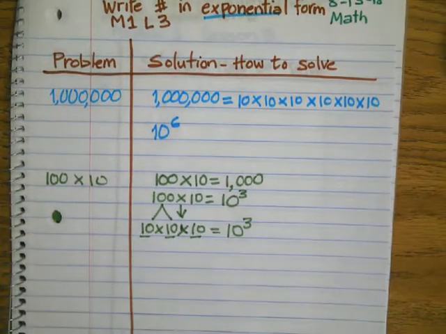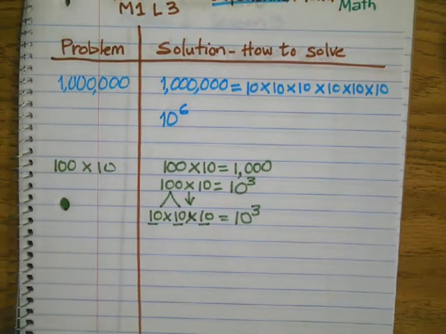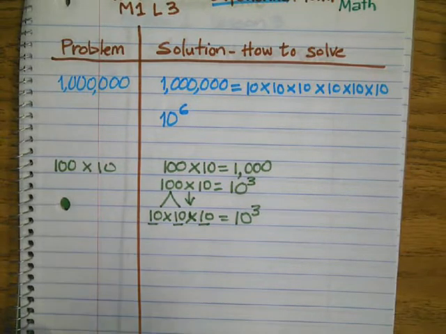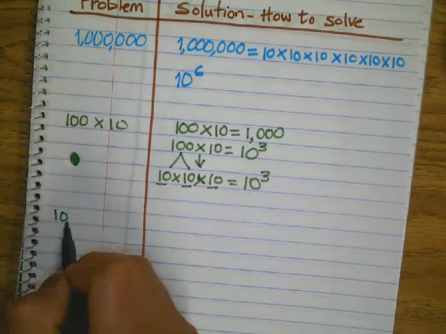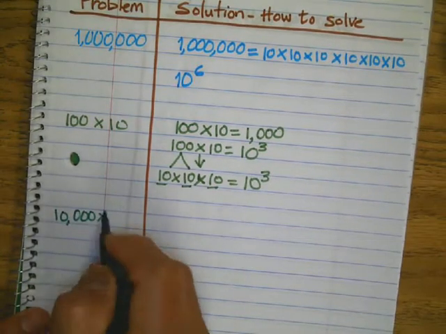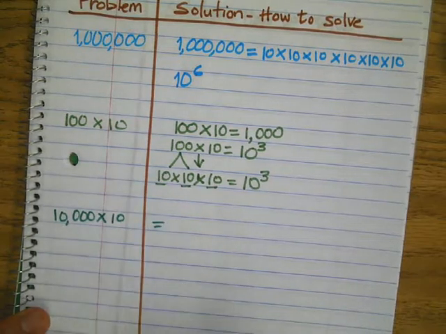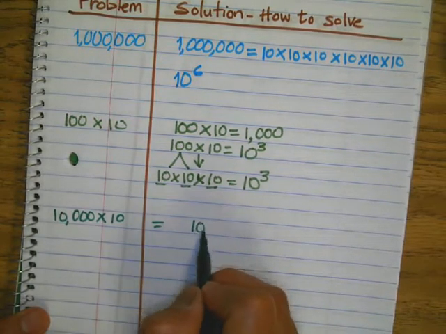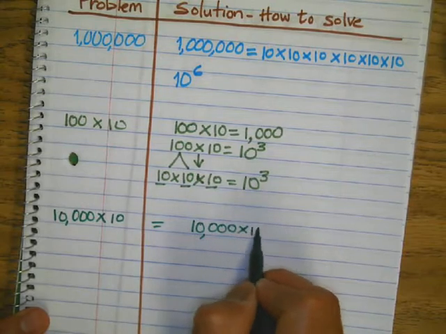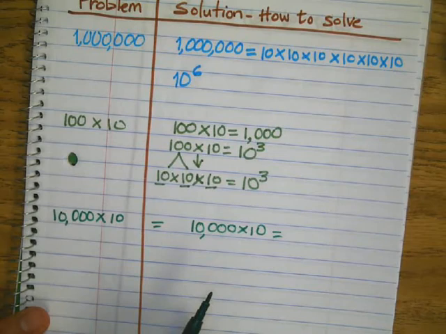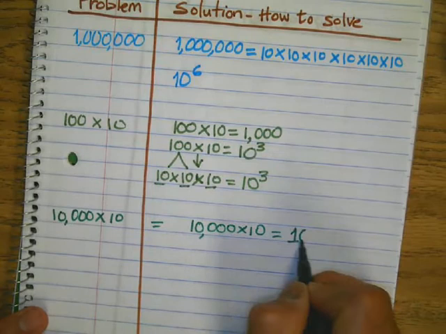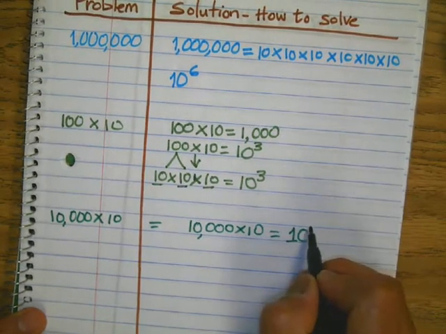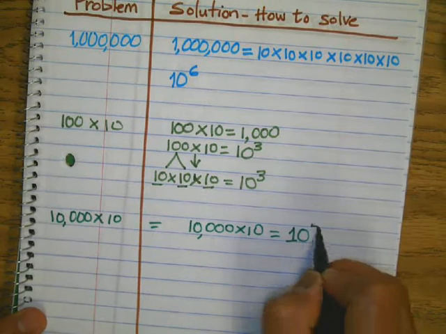Okay, my friends, one last one. Let's write one more very quickly. What if you have the same thing, 10,000? Let me see, can you see that clearly? I think you do. 10,000 times 10. So once again, you're going to write 10,000 times 10. And then you're going to look at the pattern. How many zeros do I see? 1, 2, 3, 4, 5. So that means the base is 10. And you have 5 zeros. So that will be 10 to the power of 5.